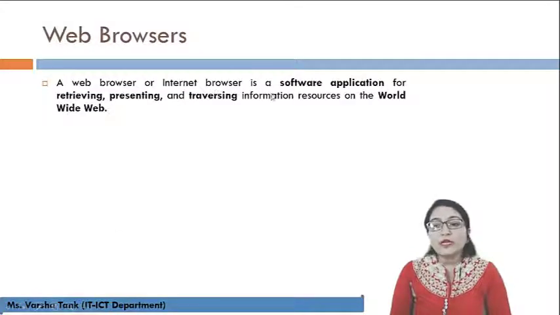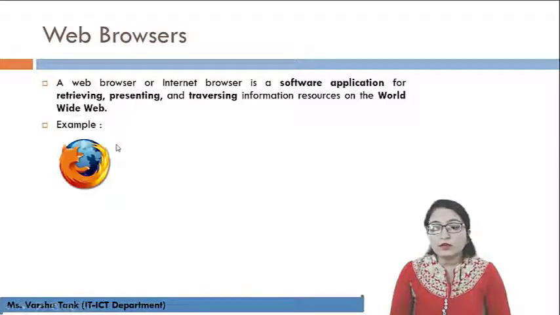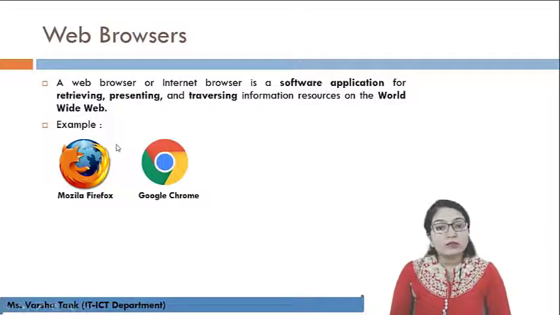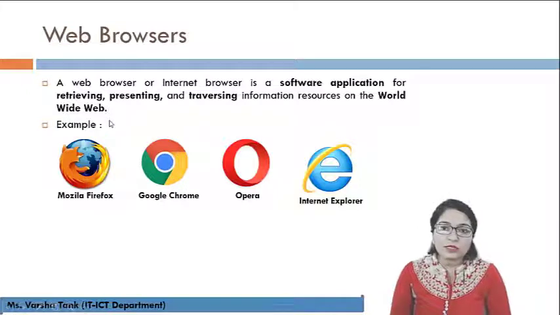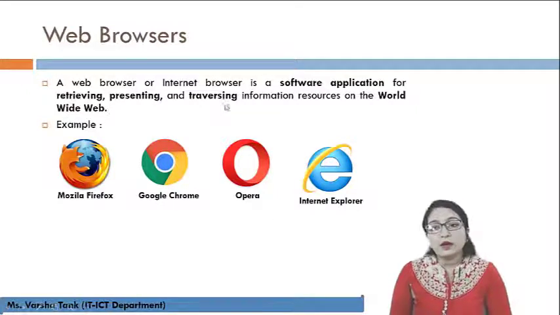A web browser or internet browser is a software application for retrieving, presenting and traversing the information resources on the World Wide Web. Got it? So for this purpose, retrieving, presenting and traversing, we are using the web browser. Examples of web browsers are Mozilla Firefox, Google Chrome, Opera, Internet Explorer. There are many more browsers that you can use for retrieving, presenting and traversing the information throughout the web.